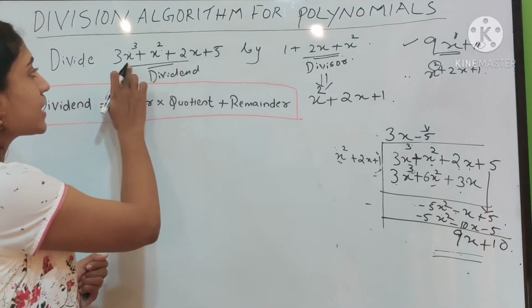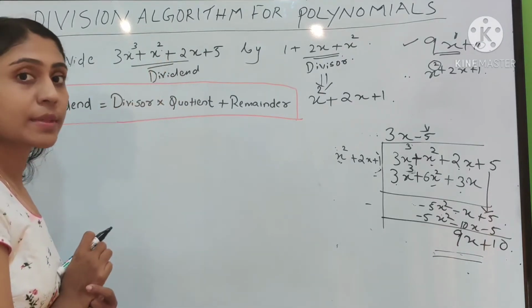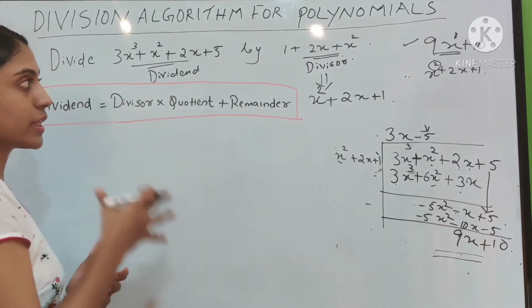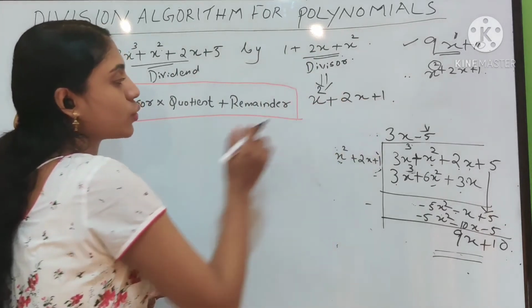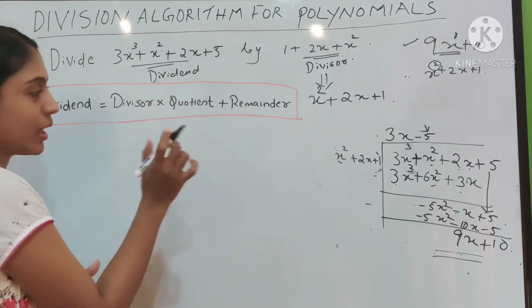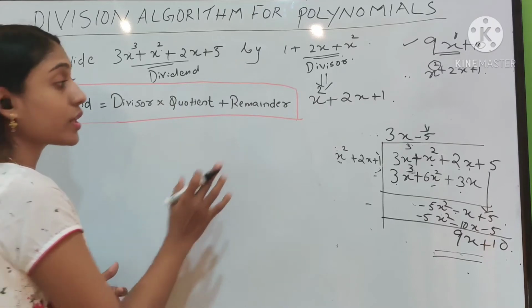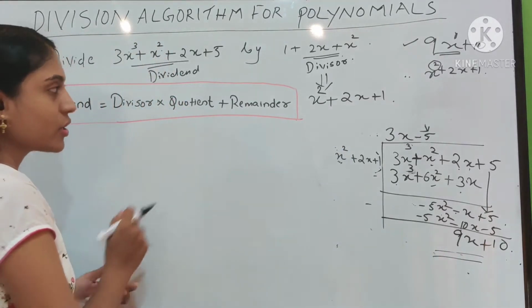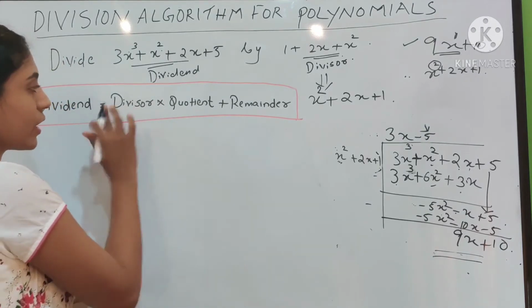We know the dividend is 3x cube plus x square plus 2x plus 5. And what about the divisor? 1 plus 2x plus x square. We wrote it in the standard form so as to get x square plus 2x plus 1. So we can check the RHS. Okay, divisor into quotient plus remainder. What is our quotient? 3x minus 5 and remainder is 9x plus 10. So we can check first RHS, okay, right hand side.